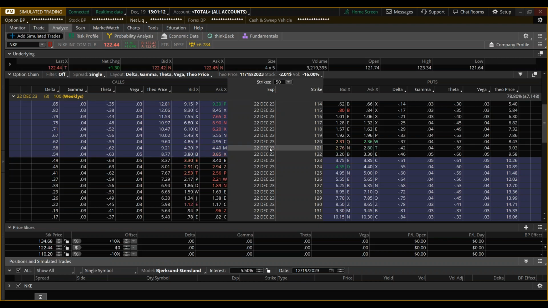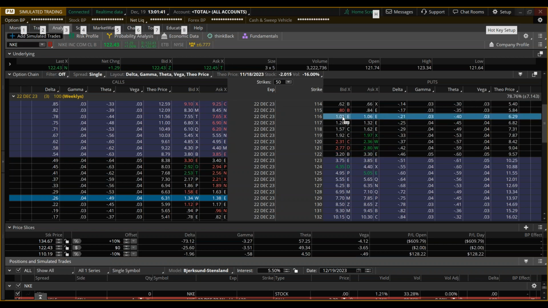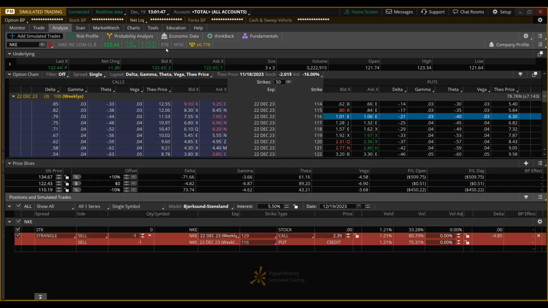We'll go 122 plus 7, that would be 129. We'll sell the 129 strike, and to balance this, we'll go $7 down from the 123, because the stock is trading right in the middle between the two. So we go $7 up from the 122, $7 down from the 123. That gets us perfectly balanced, and that's going to take us down to the 116. So now we have a balanced short strangle. Let's see what that looks like in risk profile.